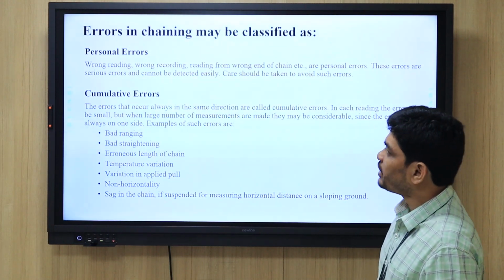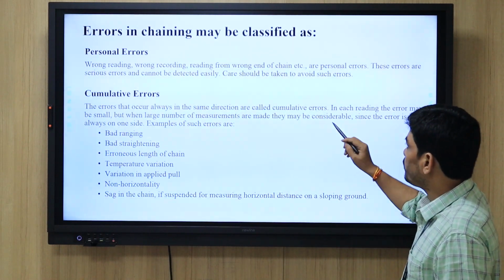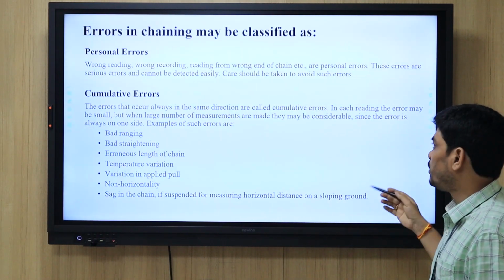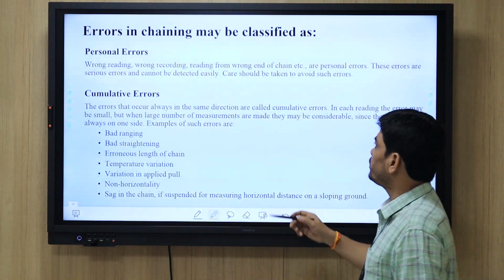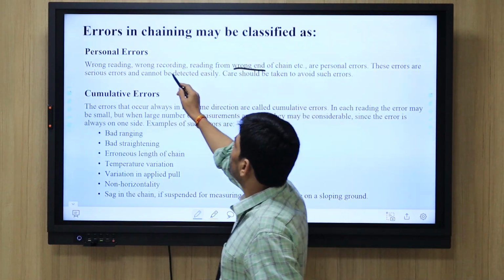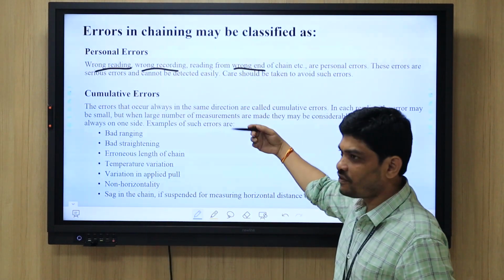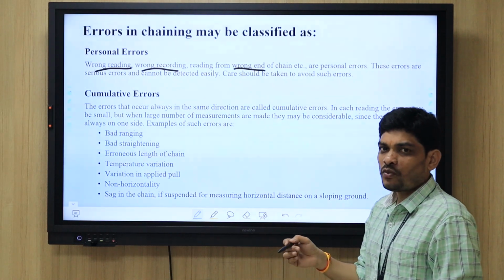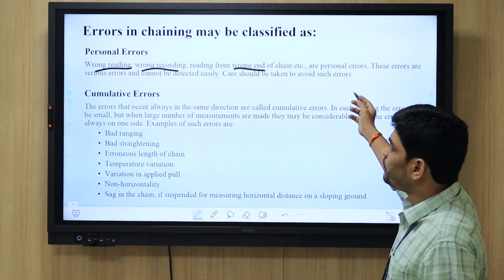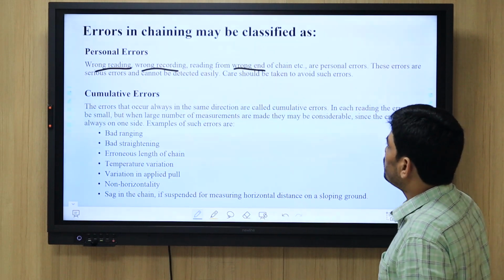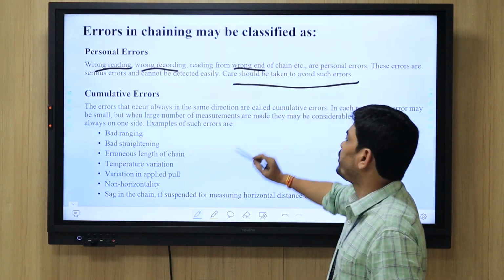Personal errors occur with wrong reading, wrong recording, and reading with the wrong end. Wrong end means what I said just now, the brass end is also considered. Wrong end, wrong reading, wrong recording. Wrong recording means when we are seeing 15.4 but writing 15.9, that type of thing. Okay, these types of errors are personal errors. If we take care, these errors can be avoided.